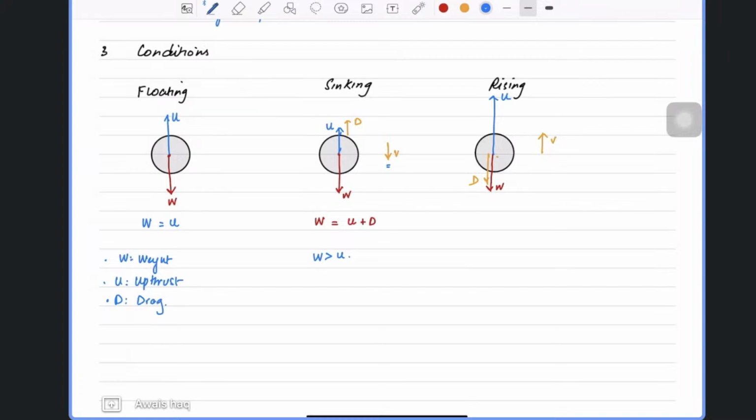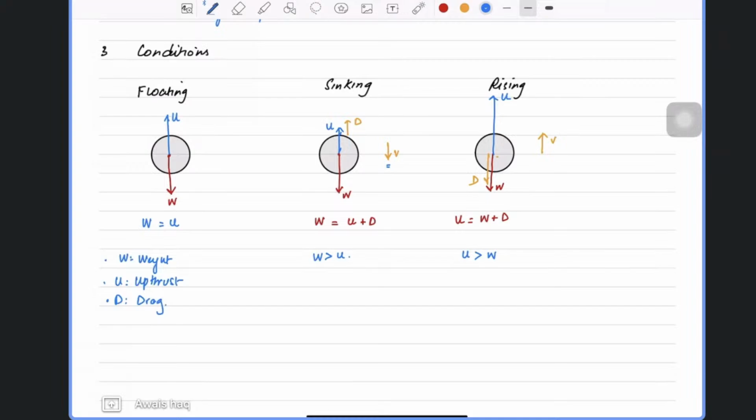And similarly in this one, upthrust being the largest force, it will be weight plus drag. This will be the equation, and the reason is that upthrust is greater than weight in the first place. That is why it started to move up, and later on, as the drag increases, the forces balance, and it will continue to rise at constant velocity. So that we should remember. All right.